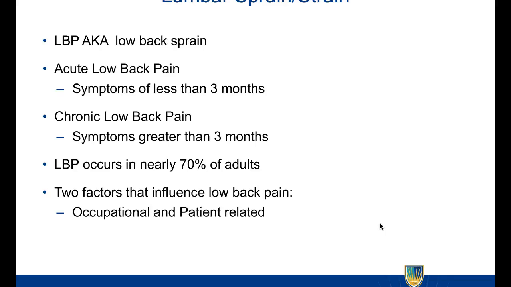Lumbar sprain or strain. Low back pain, also known as low back sprain, lumbar sprain, or lumbar strain, simply refers to an injury to the paravertebral spinal muscles. In acute low back pain, there is an activity intolerance due to back or back and leg symptoms of less than 3 months duration, whereas symptoms that persist greater than 3 months is chronic low back pain.